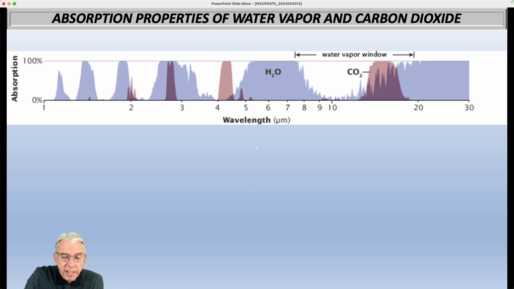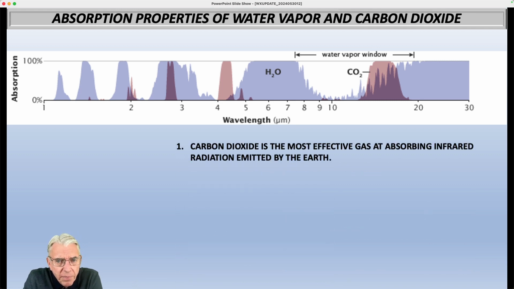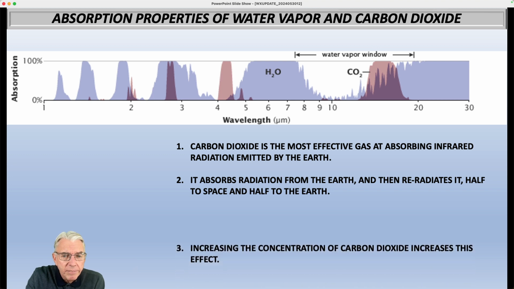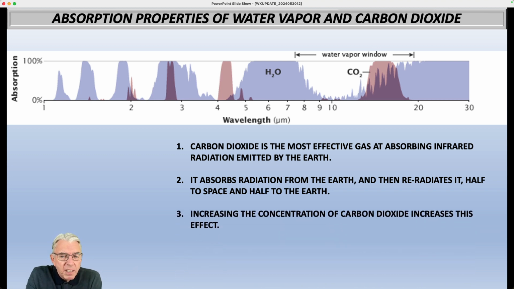So what happens then is that we know that carbon dioxide is the most effective gas at absorbing infrared radiation emitted by the Earth. And so it absorbs that radiation and then re-radiates it about half to space and half back down to the Earth. So it doesn't send all of it back down to the Earth, only about 50% of it, okay? So increasing the concentration of carbon dioxide is obviously going to increase that effect. That is not rocket science, okay? That's simply scientific logic, all right?